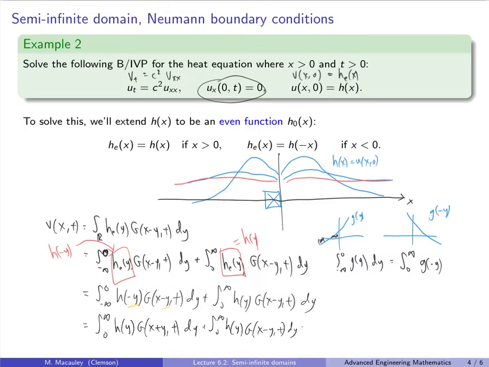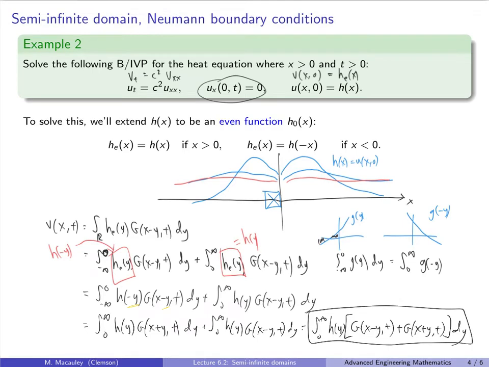And so we can put this together. We can write this as one integral from 0 to infinity of h of y, and then we can factor out and we get g of x minus y. Oops, I've got to put a t in there. And then plus g of x plus y, t dy. And that's it. Remember, the only difference to the previous part, where we had Dirichlet conditions and the odd extension, is that the positive sign in the last slide was negative.